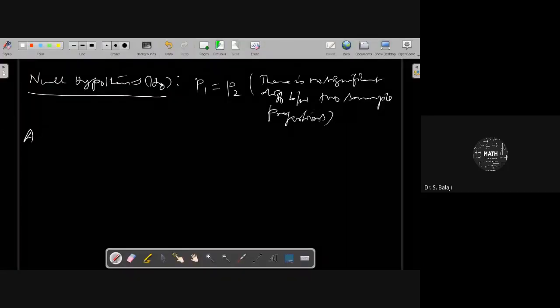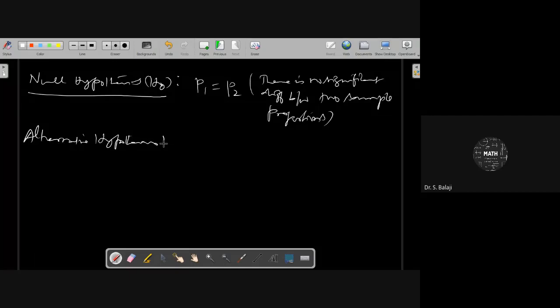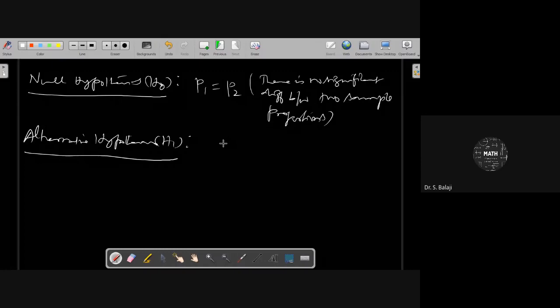Similarly, we can consider the alternative hypothesis, H1. They are asking only whether it is significant or not. Therefore, for comparison type only, you can use less than or greater than. So what is our alternative hypothesis? P1 not equal to P2.